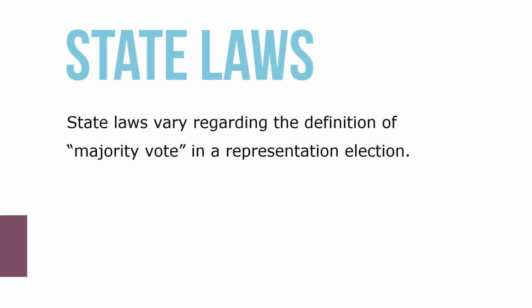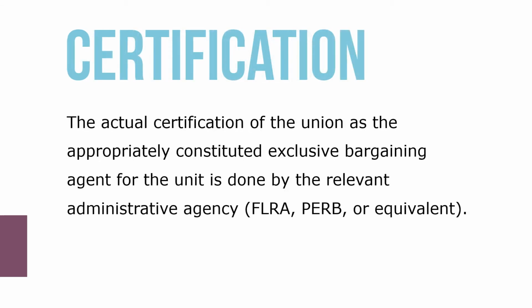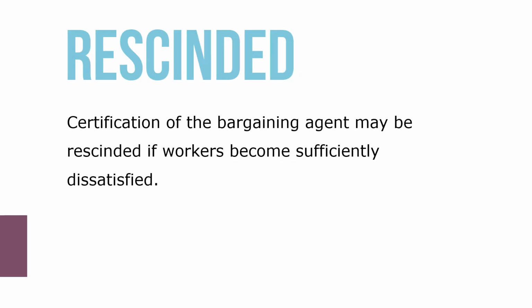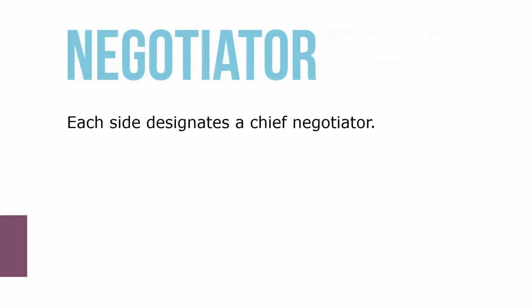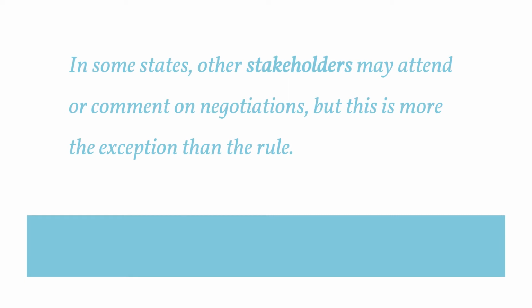State laws vary regarding the definition of majority vote in a representation election. The actual certification of the union as the appropriately constituted exclusive bargaining agent for the unit is done by the relevant administrative agency. Certification of the bargaining agent may be rescinded if workers become sufficiently dissatisfied. Selection of the bargaining team is a critical task. Each side designates a chief negotiator. In some states, other stakeholders may attend or comment on negotiations, but this is more the exception than the rule.